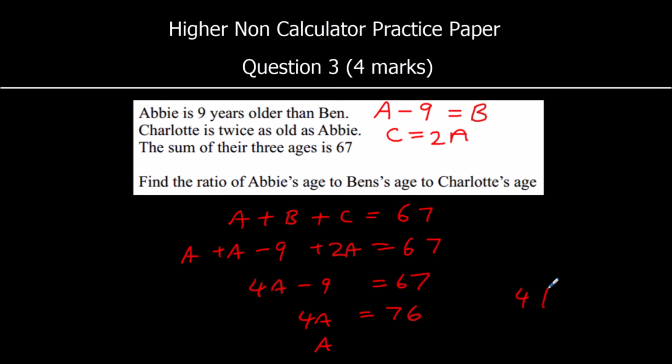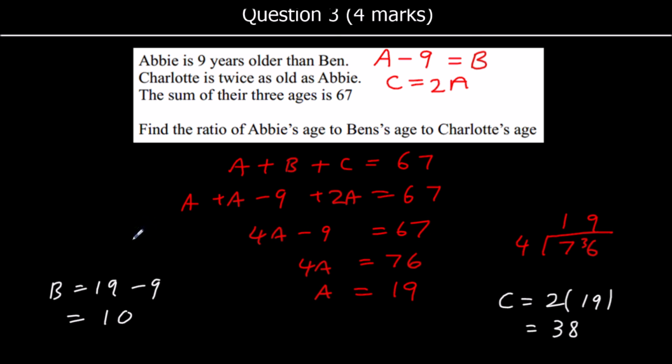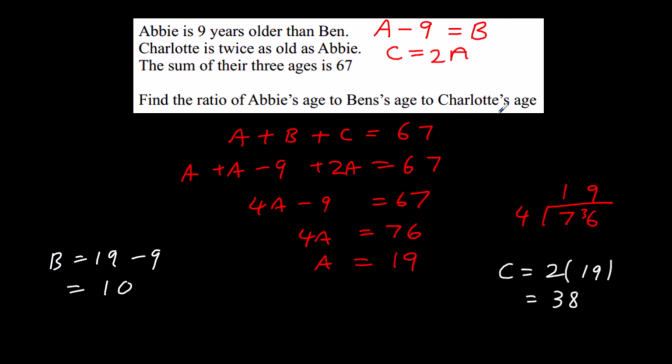So you can always use a division technique. So 4 goes into 7 one time, with 3 left over. 4 goes into 36 9 times. So A is 19. B is A minus 9. So 19 minus 9, which is 10. And C is 2 A's, 2 19s, which is 38. So the ratio of A to B to C is 19 to 10 to 38.